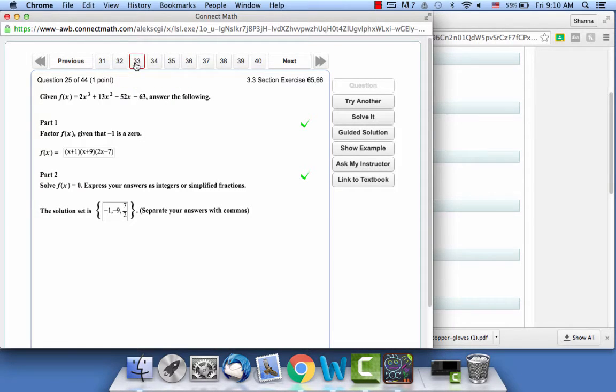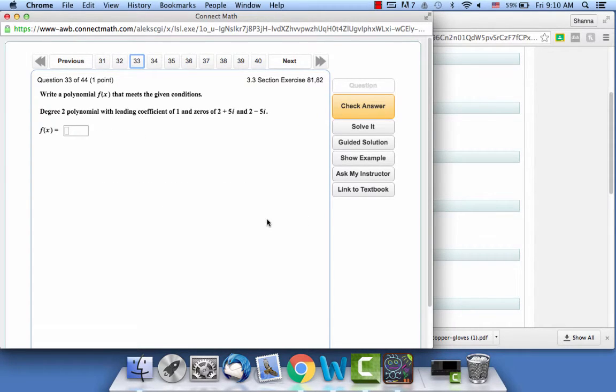Two more. We want a polynomial that meets these conditions. A degree 2 polynomial with leading coefficient of 1 and zeros of 2 plus 5i and 2 minus 5i. Okay, so here's another thing I need to address very quickly.